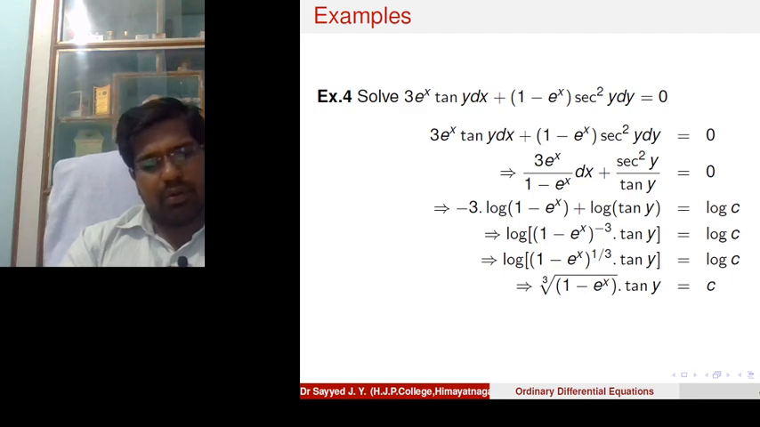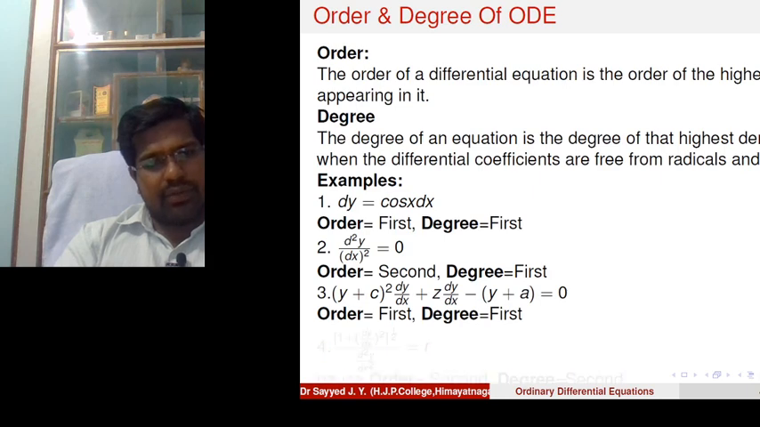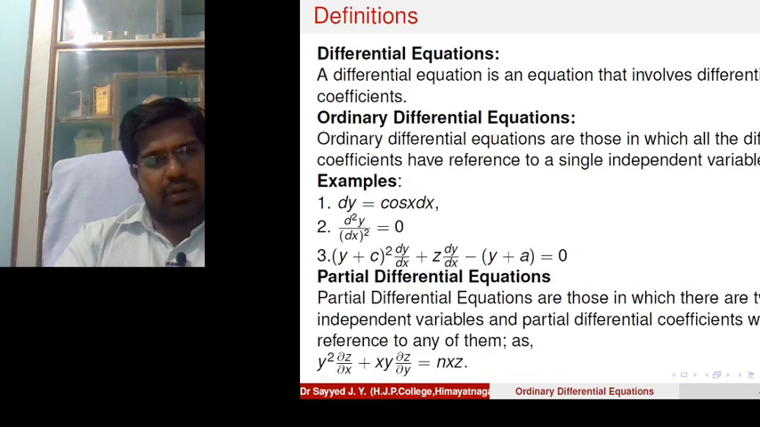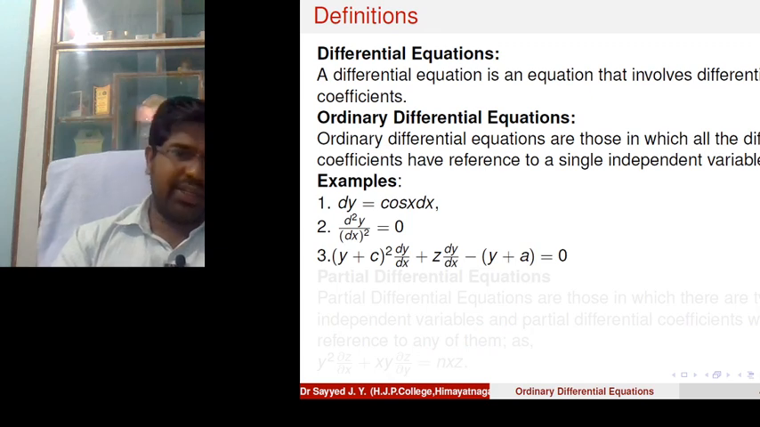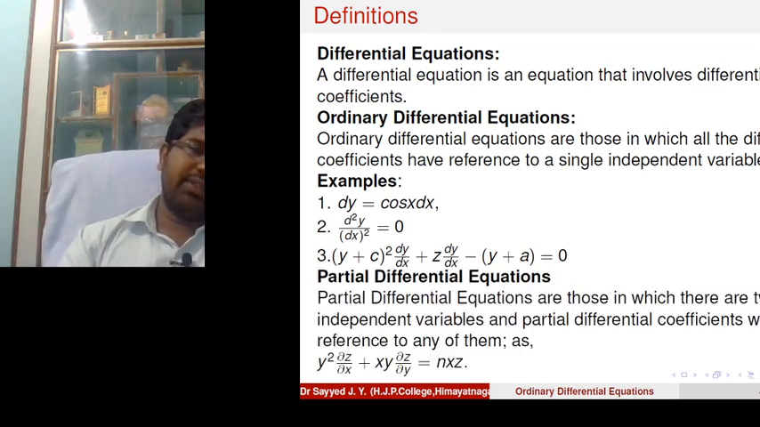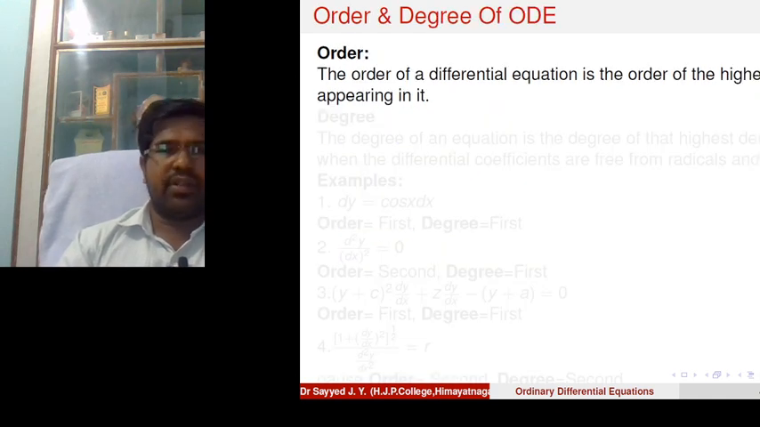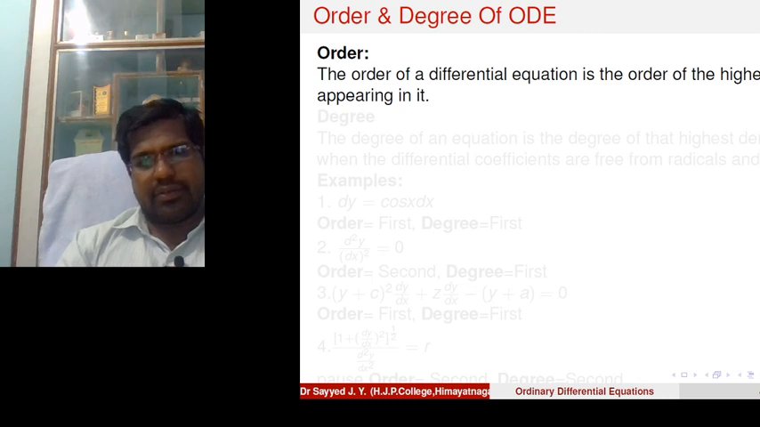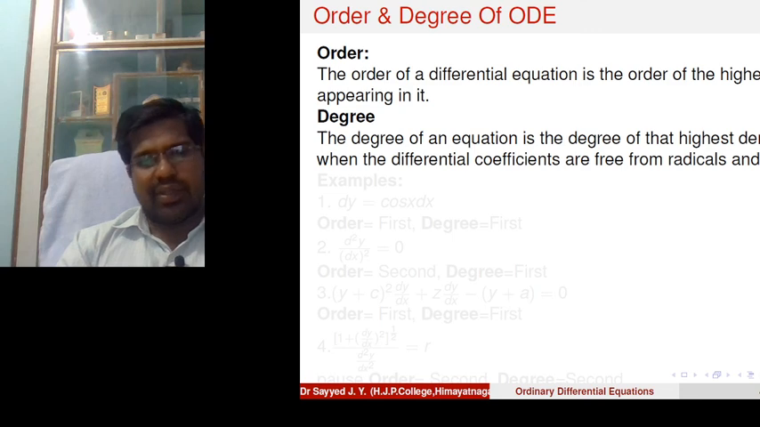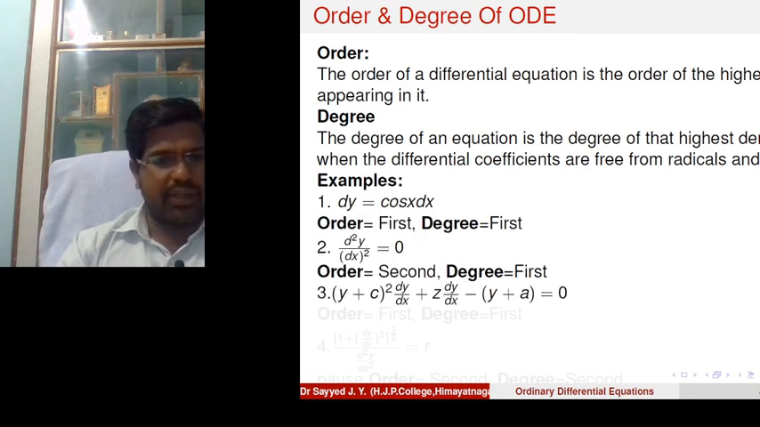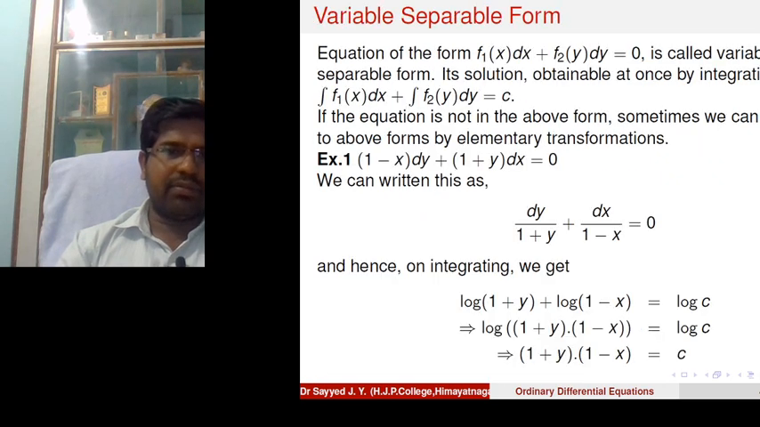We have seen the 4 problems. So just recall what we have seen. We have started with the definition of ordinary differential equation, and then some example, and then partial differential equation, and again what we have seen, order is what, order of highest derivative appearing in it, then degree is what, power of highest derivative when the differential coefficients are free from radicals and fractions. We have seen some example of order and degree also. Later what we have seen, variable separable form and its 4 example.